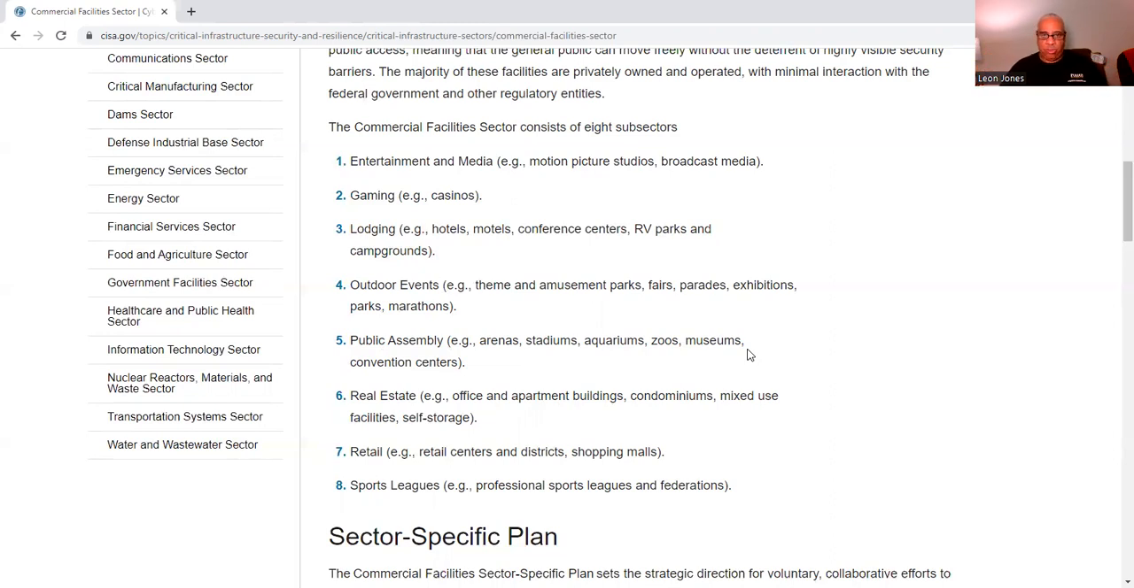human life. Real estate, where you have office and apartment buildings, condominiums, mixed use facilities, self-storage. Retail, where you have your retail centers and districts and shopping malls. And what do I mean by a district? Downtown. Downtown of any city is a large retail district. Sports leagues, federations, professional sports leagues like your NFL, your NBA, your NHL, your MLB for Major League Baseball.